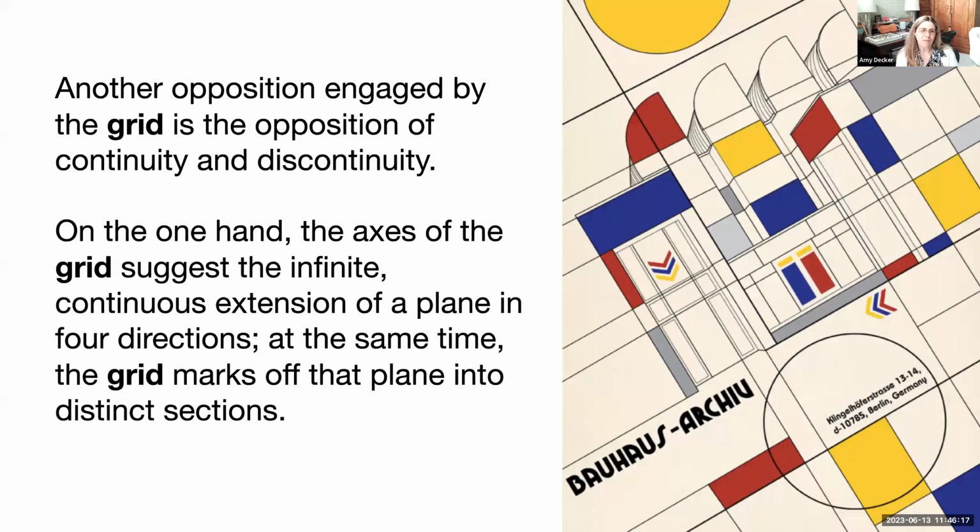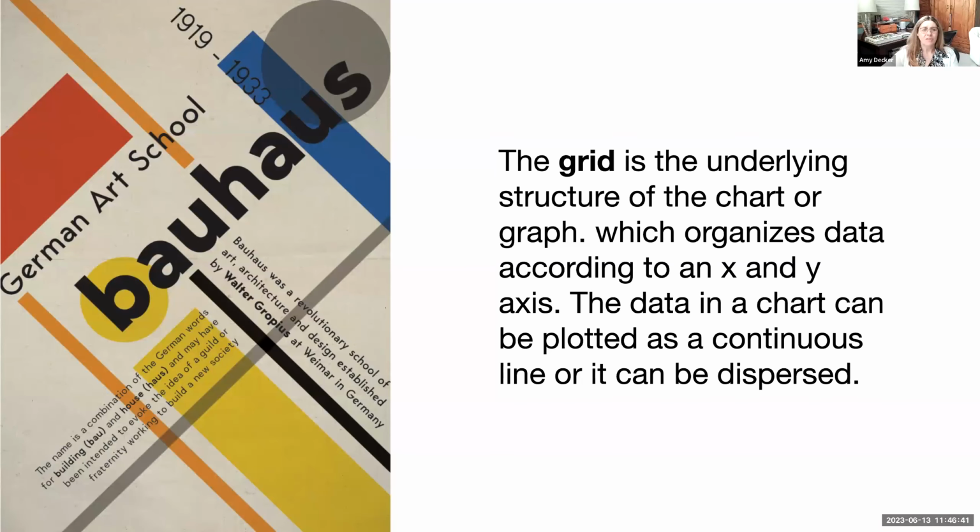Another opposition engaged by the grid is the opposition of continuity and discontinuity. On the one hand, the axis of the grid suggests the infinite, continuous extension of a plane in 4 directions. At the same time, the grid marks off that plane into distinct sections. The grid is an underlying structure of the chart or graph, which organizes data according to an X and Y axis. The data in a chart can be plotted as a continuous line or it can be dispersed.